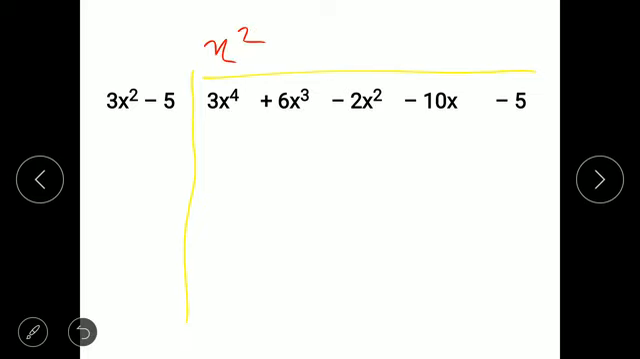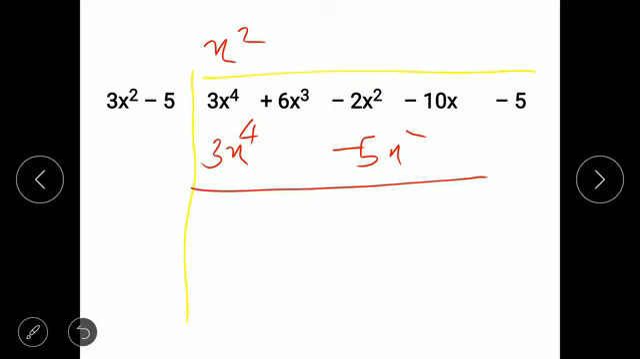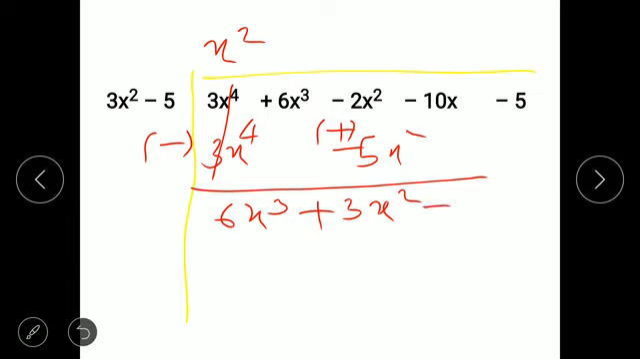x square into 3x square, yes, 3x to the power 4. x square into 5, 5x square. Minus 5x square, change the sign. Cancel. Change the sign. So 6x cube minus 2 plus 5 plus 3x square minus 10x minus 5. Now look, first term is 6x cube divided by 3x square.